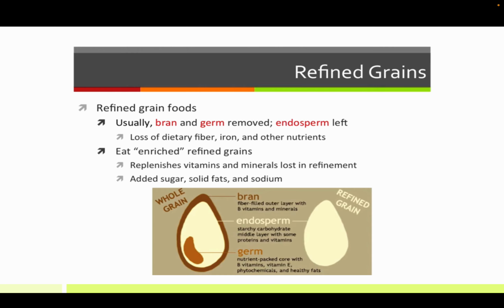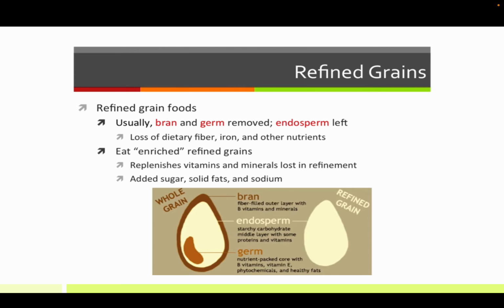Now, when the milling technology developed in the late 1800s to remove the bran and germ from grains, interestingly enough, nutrition problems quickly arose, such as pellagra and beriberi. We learned earlier that pellagra is caused by a deficiency of niacin. Beriberi is a deficiency of thiamine or vitamin B1, and both of these vitamins can be found in whole grain foods. It wasn't until the 1930s and 40s that the U.S. began to recommend grain products be enriched or replenished with the vitamins and minerals lost during refinement.